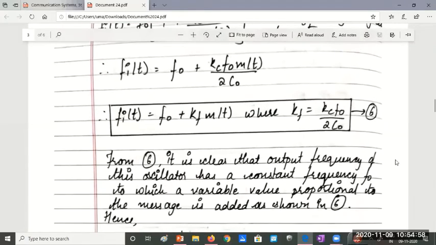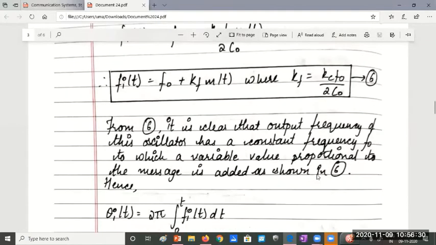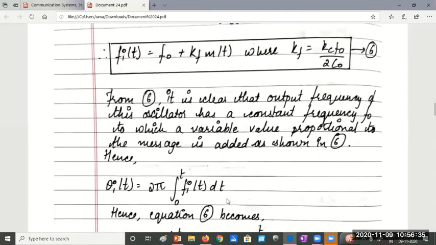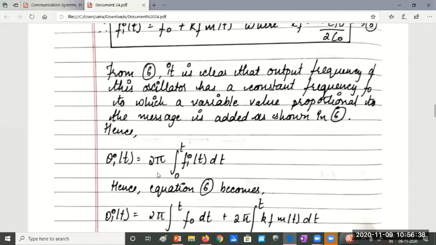Now I have represented the instantaneous equation for frequency as f naught plus kf m of t. So can someone tell me how do I get theta I from this? Now we'll go to the next step to find the angle theta I from the instantaneous frequency fi. The integral from 0 to t of fi will give you theta I only when I multiply it with 2 pi.